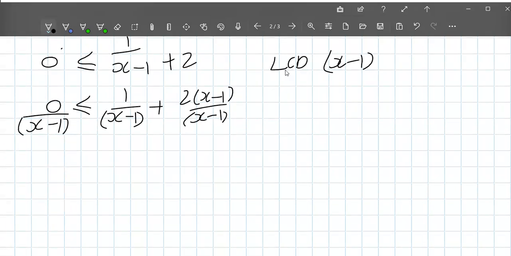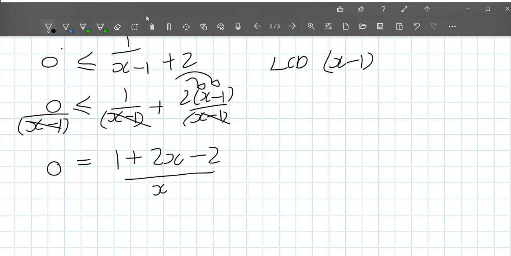So we end up with 0 equal to 1. If we drop the denominators now that they're all the same. Excuse me, we don't want to drop these denominators because we're trying to work out all the options for x. Don't drop the denominator there. So we have 1 plus 2x minus 2, all over the common denominator of x minus 1. This is also x, just keep that there for now.